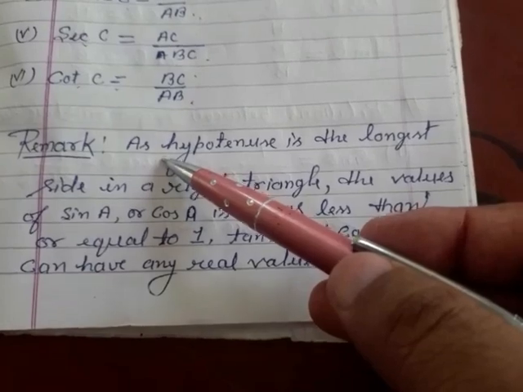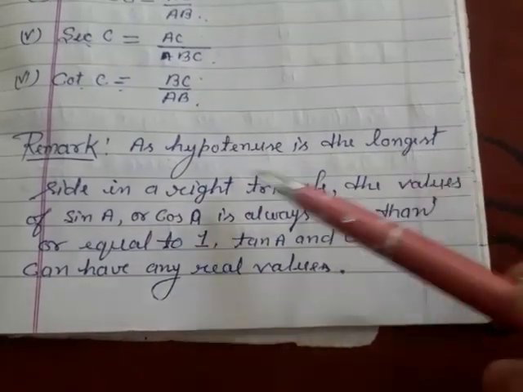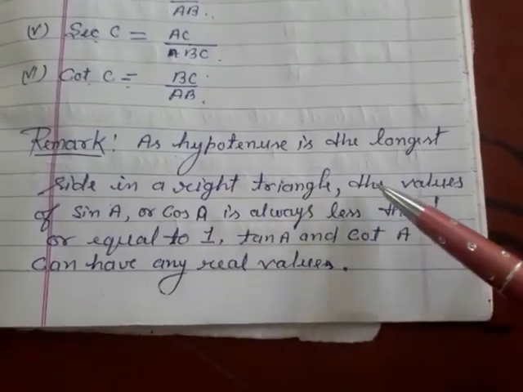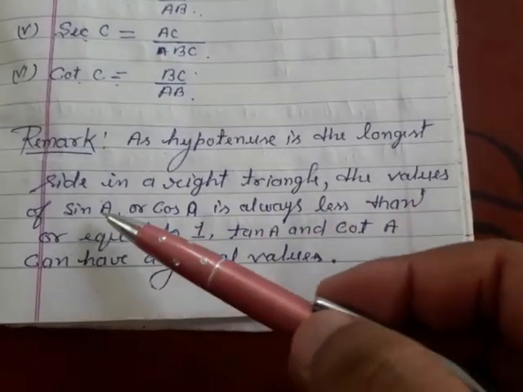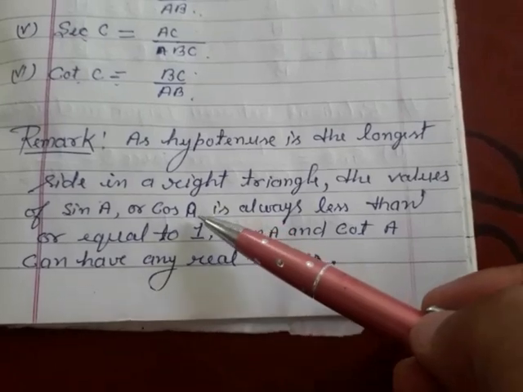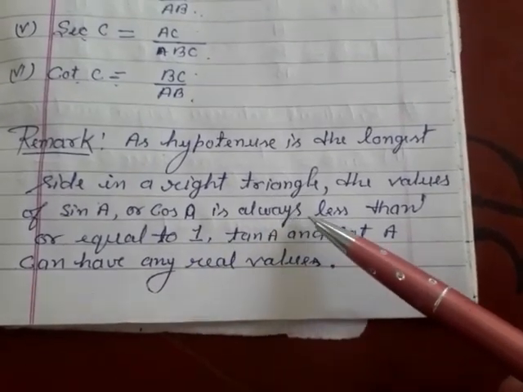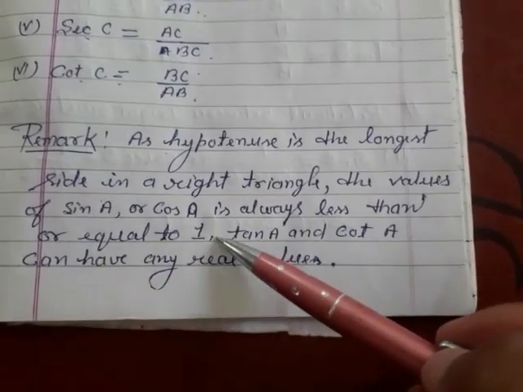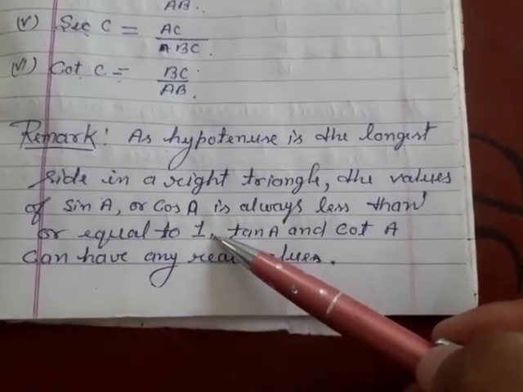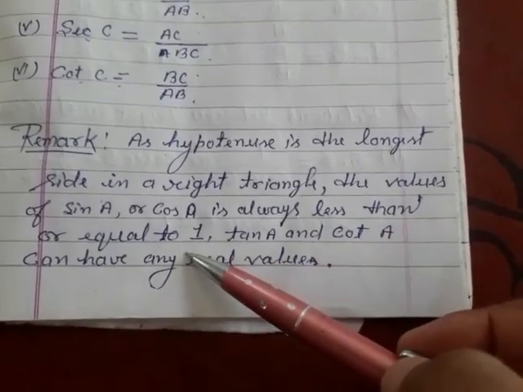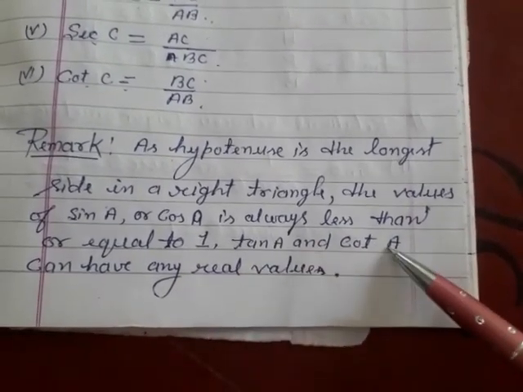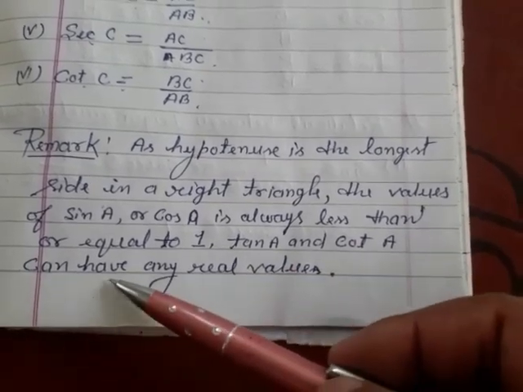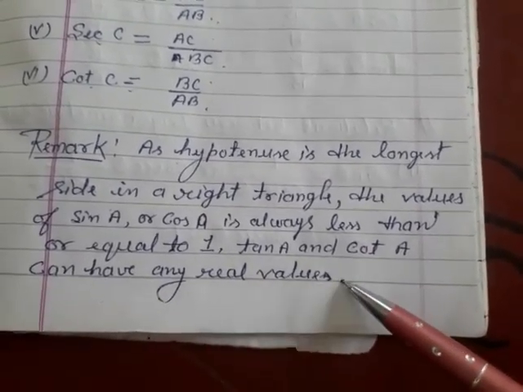Now, here is a remark. As the hypotenuse is the longest side in a right triangle, the values of sin theta and cos theta are always less than or equal to 1. Clear? Tan theta and cot theta can have any real values.